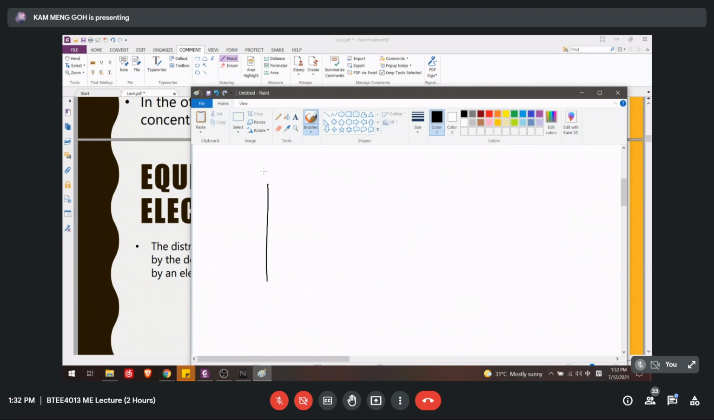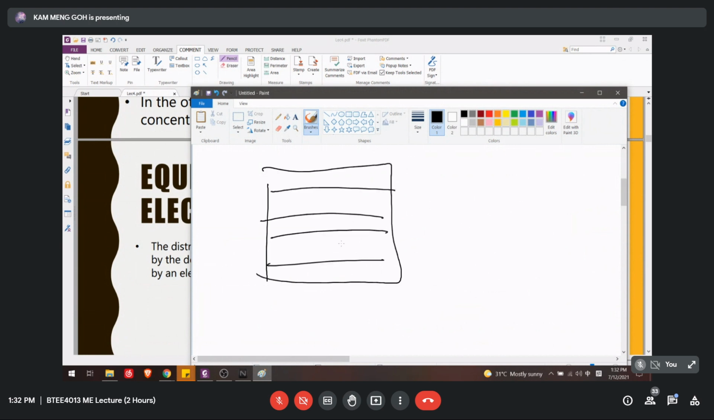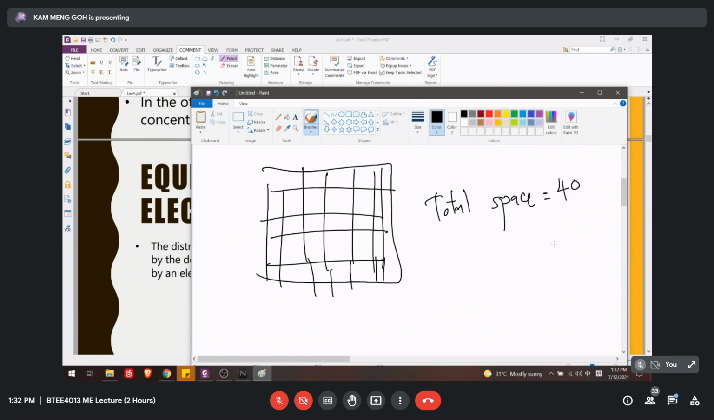Imagine if you have a car park. Okay, this is a car park. Let's say there's a total space. Let's say there's 40 total spaces. Then you also have a probability that maybe 1/10 is already occupied. So by multiplying the total space, T, by P, then you can know that there are 4 cars, or 4 car parks, occupied.